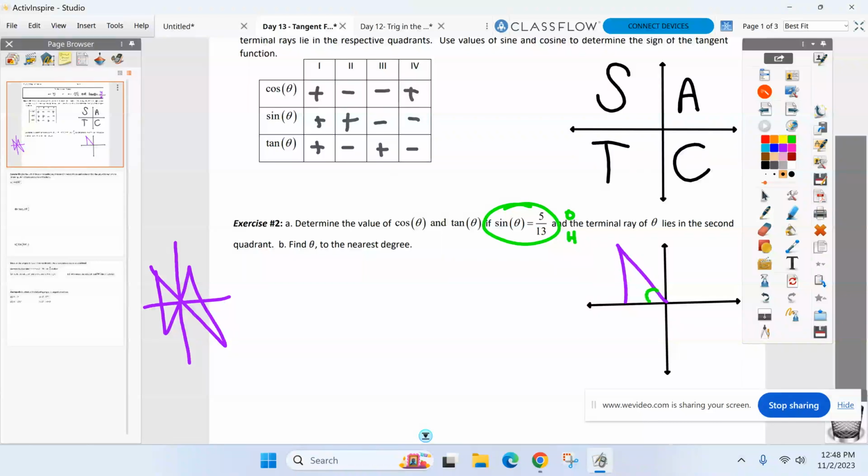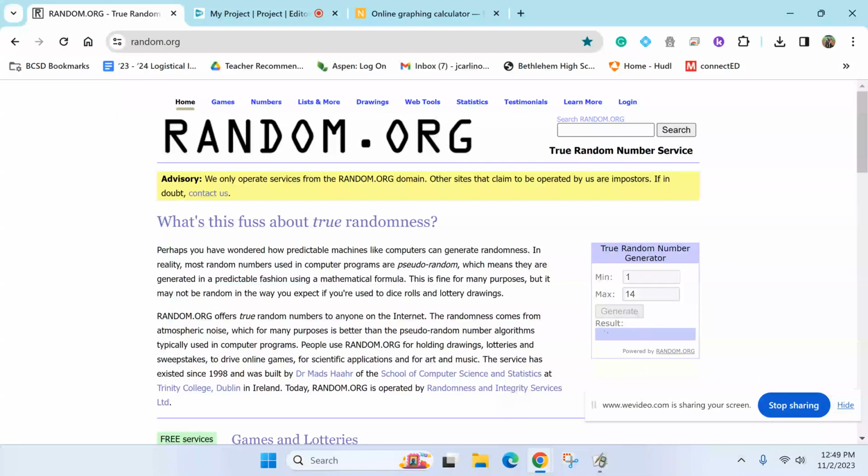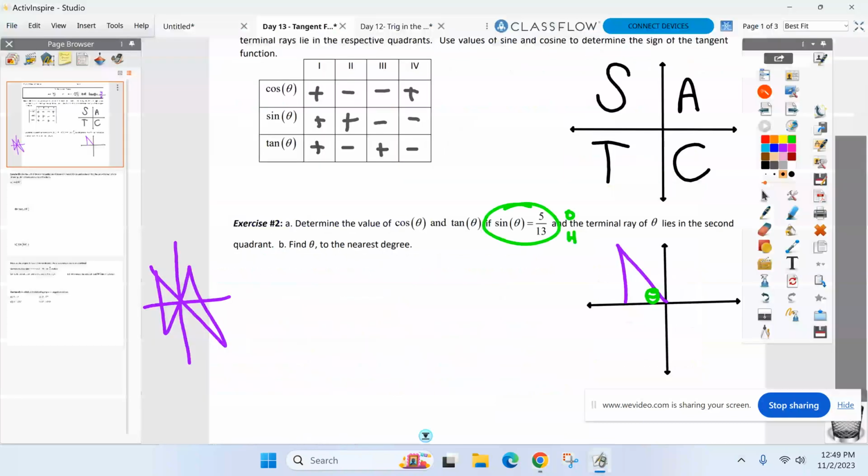Remember, you go from the reference angle right here, closest to the origin. Describe to me where the 5 and 13 should go then. Max, where should the 5 and 13 go? The 5 is opposite. And the 13? The 13 is on the hypotenuse. Yeah, we better know where those are.